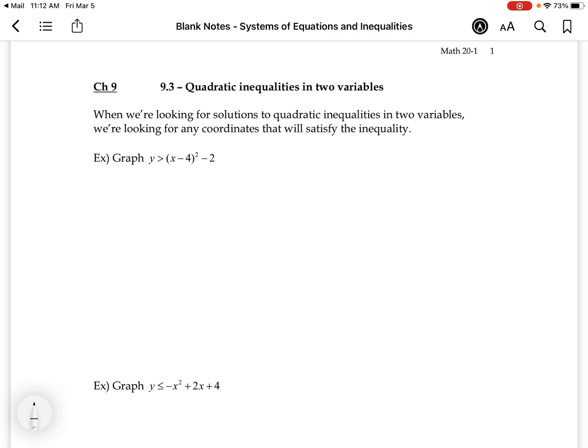So when we're solving these graphically, what we want to do is graph the corresponding function. In this case, in the first case, it would be y equals (x minus 4) all squared minus 2. Now, luckily, this one is fairly straightforward to graph because it's already in vertex form. Okay, so if it's in vertex form, I am just going to draw a grid in here.